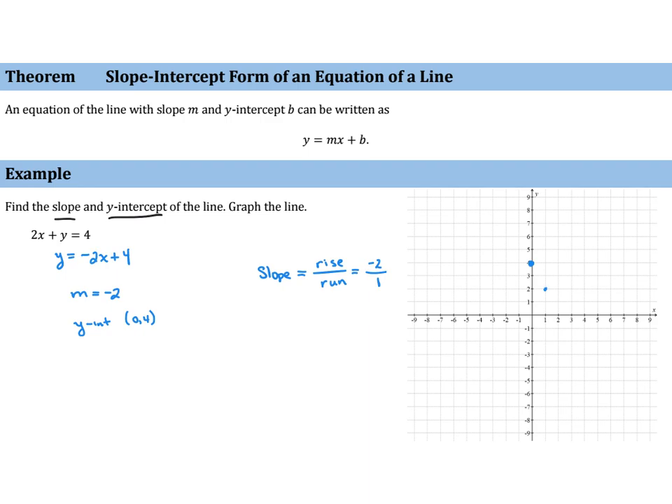And we could do that over and over and over again. And so the equation of our line would be graphed by passing through those points.